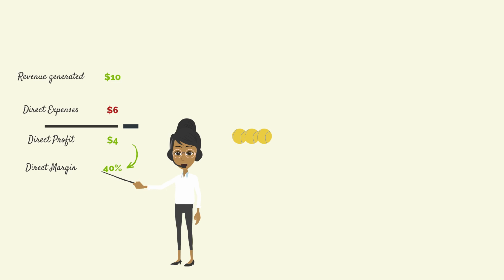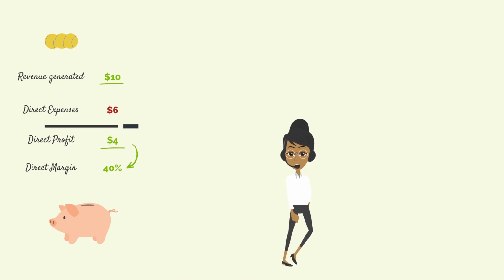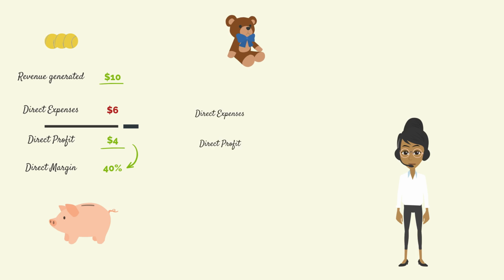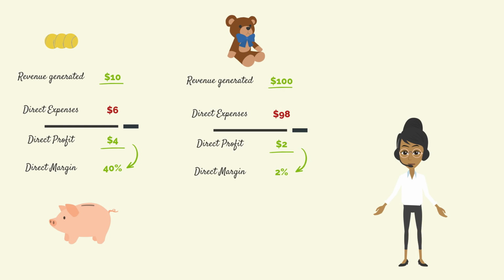The direct margin for the 3-pack is found by dividing the direct profit by the revenue generated by the sale of the item. In this case, we divide 4 by 10, which gives us a 40% direct margin. In another way of saying this, there only remains 40% of the revenue after we deducted the cost of selling this item. Obviously, you want to keep as much revenue after deducting costs, so you should prefer items with a higher direct margin. Now let's compare this to another item, a plush toy.